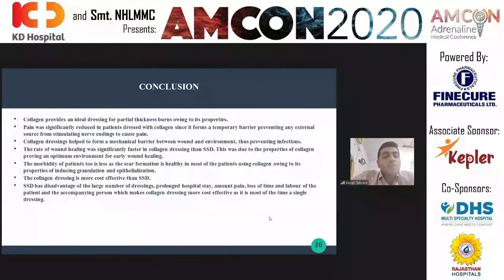The collagen dressing is more cost effective than SSD. SSD has the disadvantage of a large number of dressings, prolonged hospital stay, amount of pain, and loss of time and labor of the patient and the accompanying person, which makes collagen dressing much more cost effective and efficient, as most of the time it is a single dressing. So we can say that collagen dressing is helpful to burns patients, from the pediatric age group to the elderly age group.